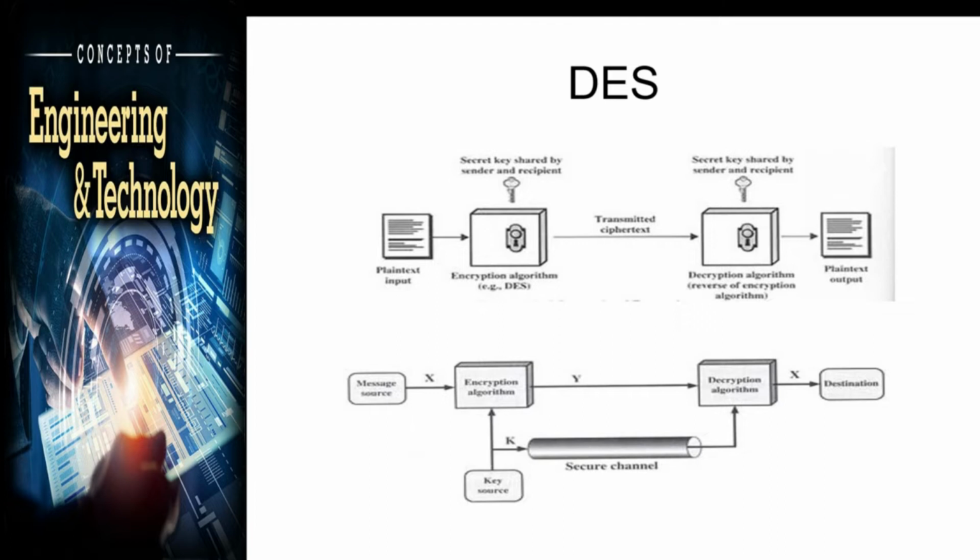That original information will be encrypted. Let's say for example X is the original information. The X itself is changed to Y, so the information is encrypted. Then after decryption, you will get your original information as X. So that will reach the destination. Between the encryption algorithm and the decryption algorithm, we will have the key source.